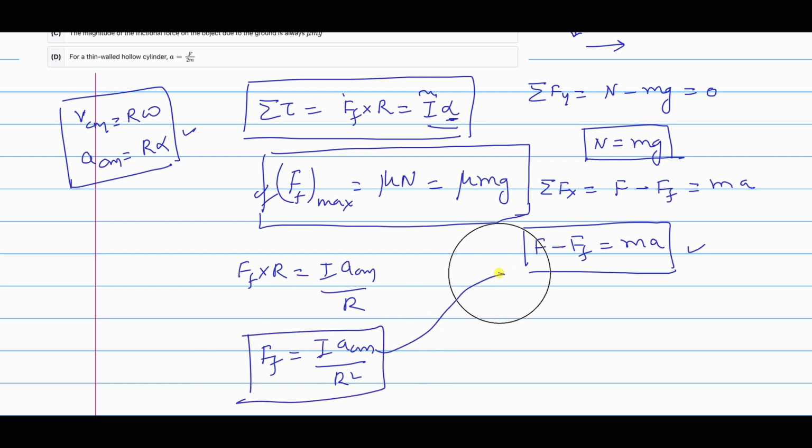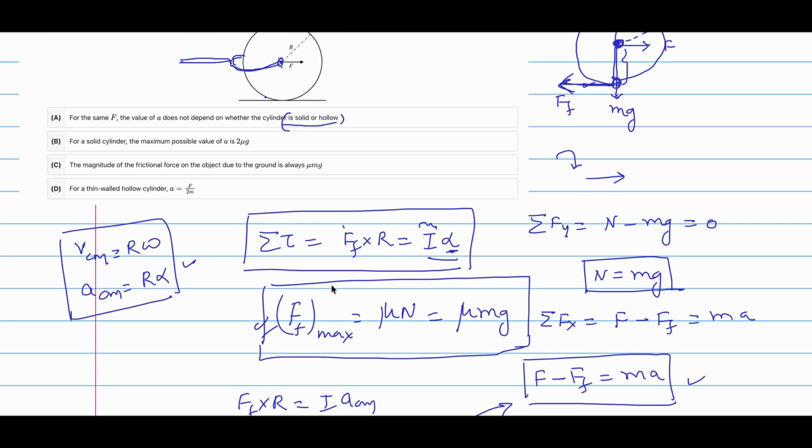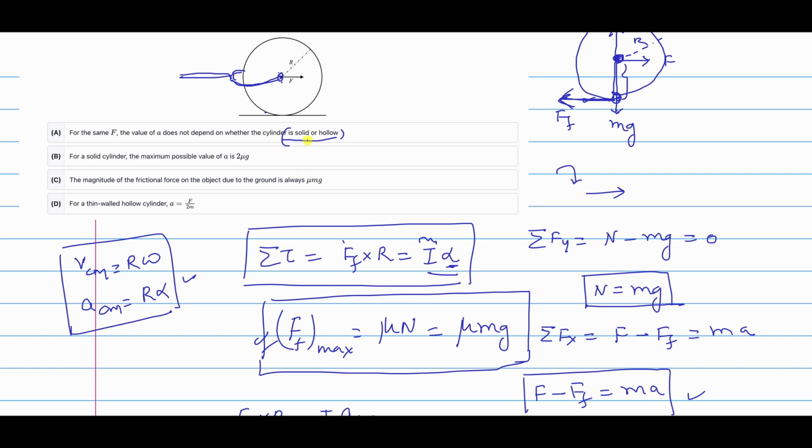We can use this equation here, or we can directly see from here as well that acceleration of center of mass is dependent on moment of inertia. So that's why it matters whether the cylinder is solid or hollow, because their moments of inertia are totally different. So this option A is incorrect.